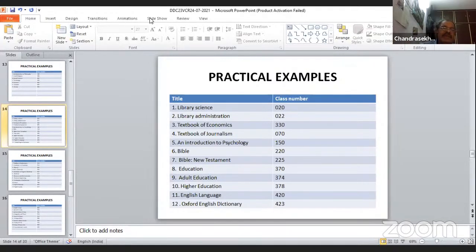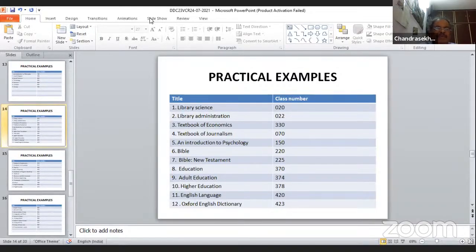Then you will find this division, library administration. Then textbook of economics: you find it in the second summary. 300 is social science. Under 300, you go to the second summary, and then you will find economics, 330. Then an introduction to psychology. Again, under the second summary, 100 is philosophy and psychology, and 150 is psychology. So if you have the three summaries with you, you can directly see that.